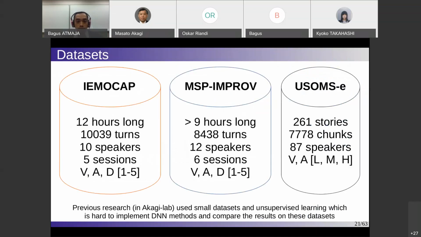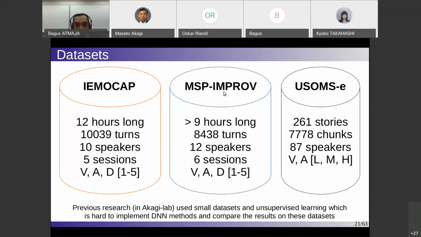And for the datasets, we use 3 different datasets. The first is the IEMOCAP dataset from USC California in the US. The dataset contains more than 12 hours of speech, I think. And it has more than 10,000 utterances or turns from 10 speakers in 5 sessions. So for 1 session, there are 2 speakers. And the labels are given in valence, arousal, and dominance, VAD, scaled from 1 to 5. But when fitting into DNN, we scale it to -1 to 1.